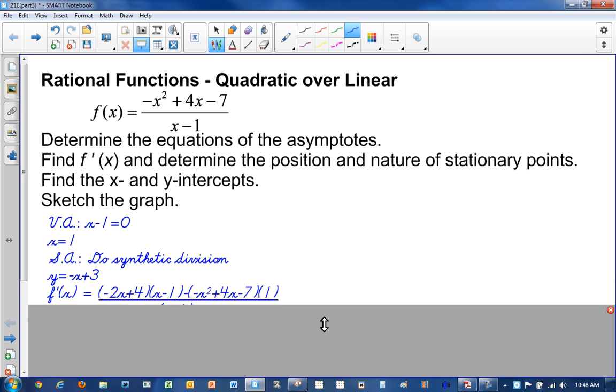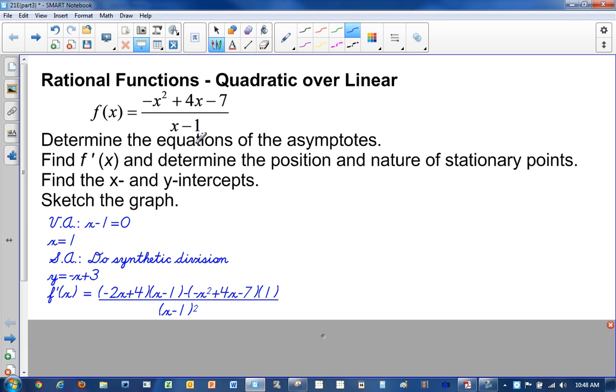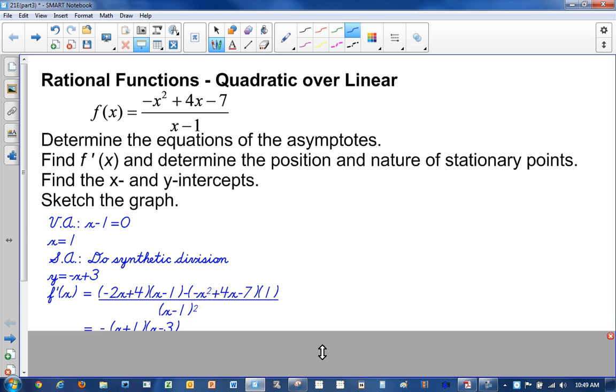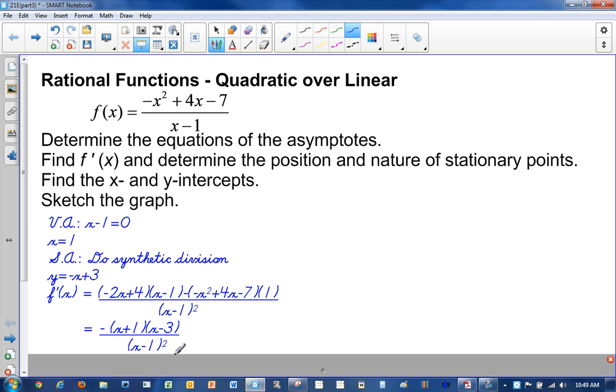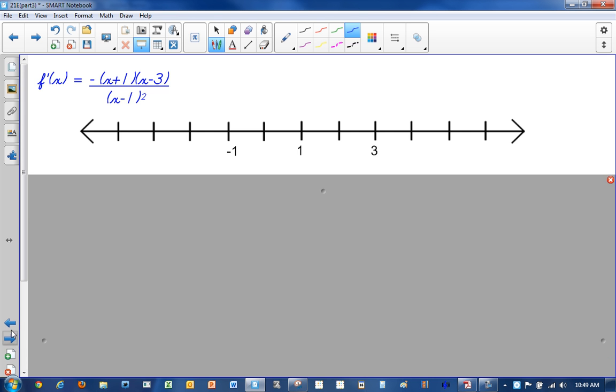All right. Now let's take the derivative. Again, it's quotient rule, so I took the derivative of the top, -2x plus 4, times the bottom, x minus 1, minus the top, -x squared plus 4x minus 7, times the derivative of the bottom, 1, all over the bottom squared, x minus 1 squared. And I expand everything out, and I simplify everything, and I factor if possible, and I get that the top factors to -x plus 1 times x minus 3. So that is my derivative.